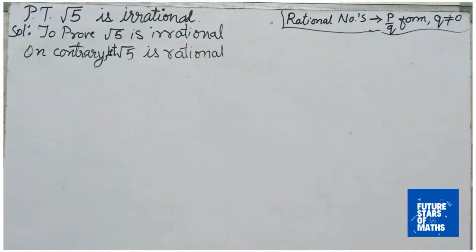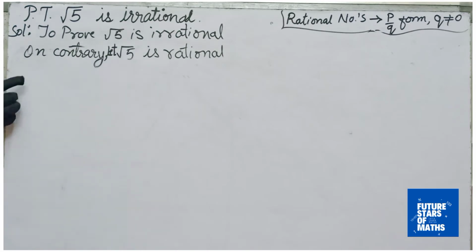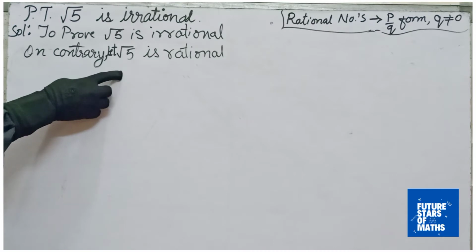Of chapter 1, Real Numbers, is: prove that root 5 is irrational. So what we have to prove, that we are writing first: to prove root 5 is irrational. On the contrary, we suppose that root 5 is rational. Why are we doing this?